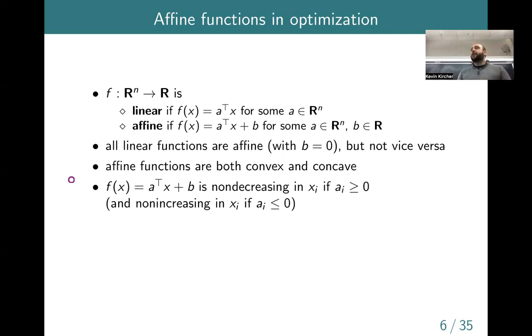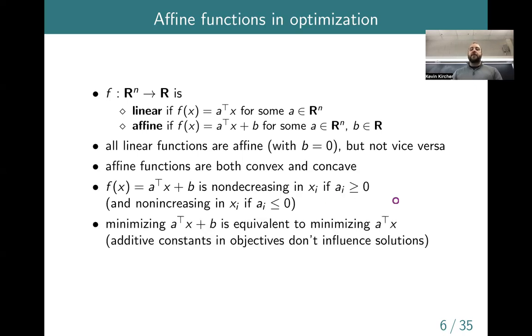Okay, and then we also talked about curvature a little bit a lecture or two ago. In the special case of an affine function, we talked about curvature and monotonicity. It's non-decreasing basically if the coefficient ai corresponding to a variable xi is non-negative. And if that ai is negative, the function is non-increasing in xi.